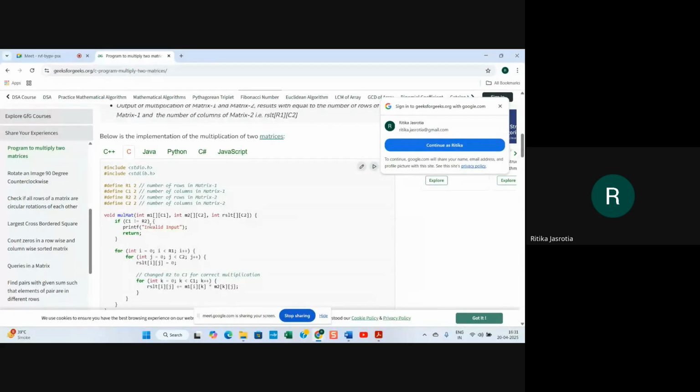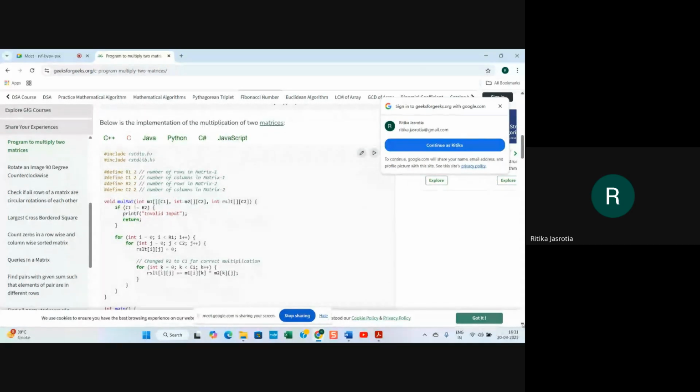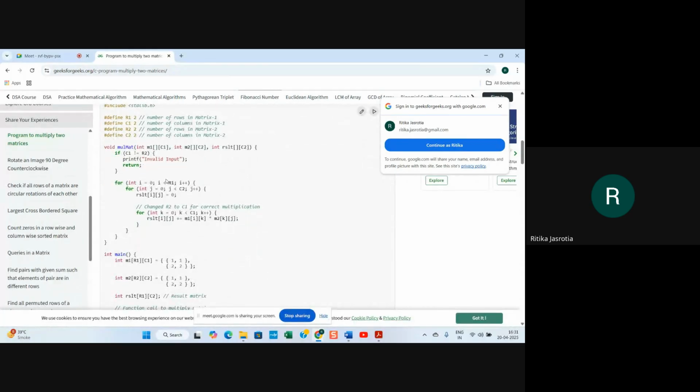And here they are applying the if c1 is not equal to r2. So now we have to check that column of first matrix is equal to row of second matrix, right? If it is not equal, then you will say invalid input, or you cannot multiply the matrices. If they are equal, then you come here in the for loop.